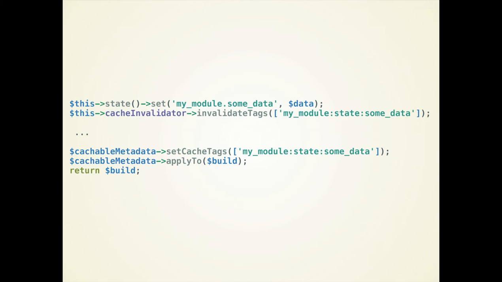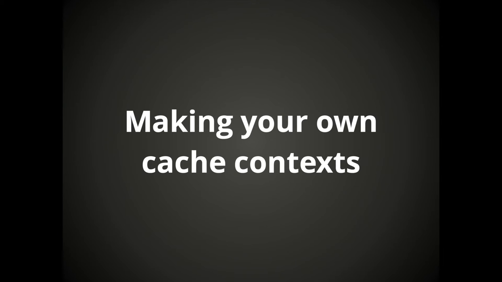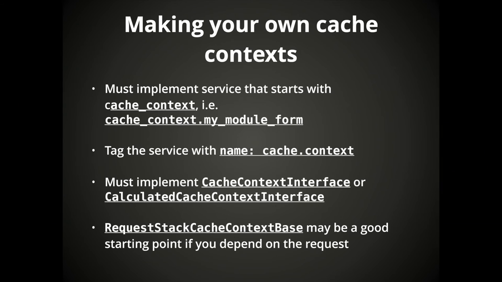Oh, almost there. You can also make context from your own if you want to vary something. It's pretty simple, but it's a little bit more involved. You have to make a class and make a service. That service needs to start with cache context dot whatever it is, usually your module name, probably for namespacing purposes, like cache context my module form. Tag it with the name cache dot context. And it has to implement either cache context interface or calculated cache context interface.